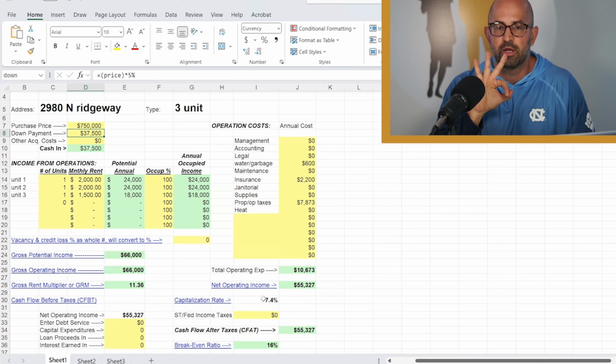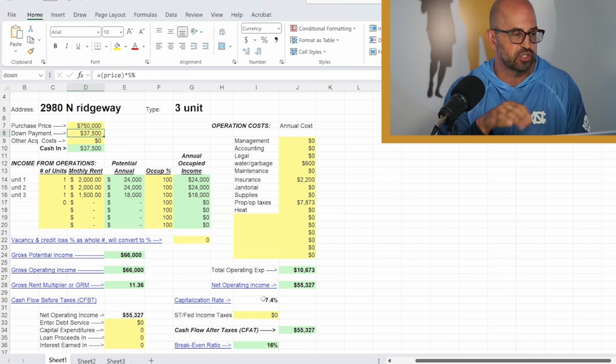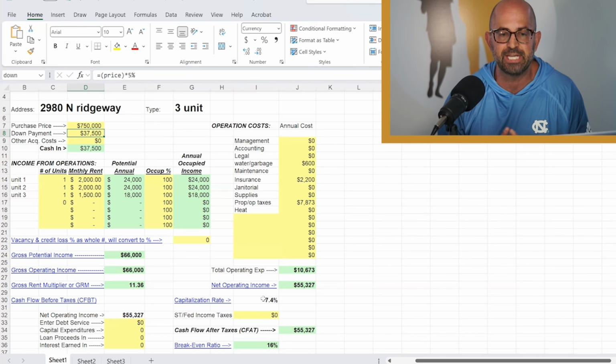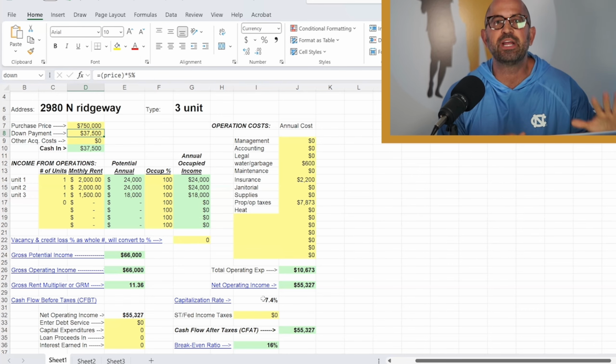Now, the third version we do of this, we're going to go over 3 other amazing ways you make money by not spending money, but by owning a 3-unit.